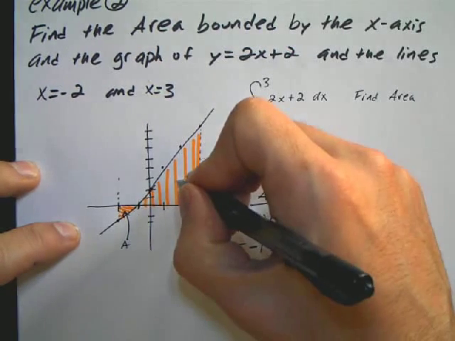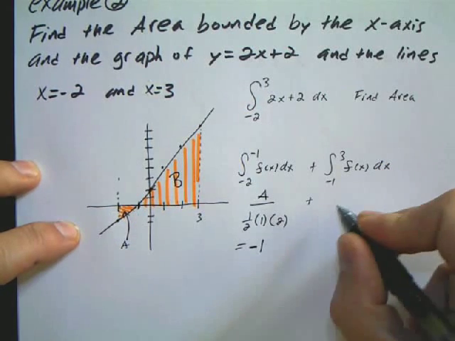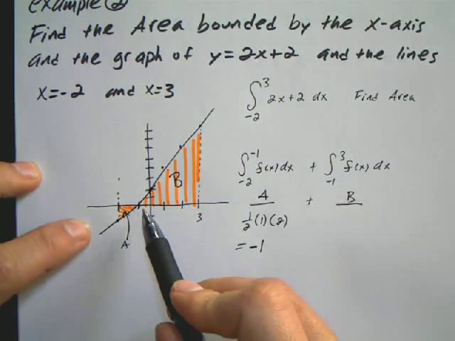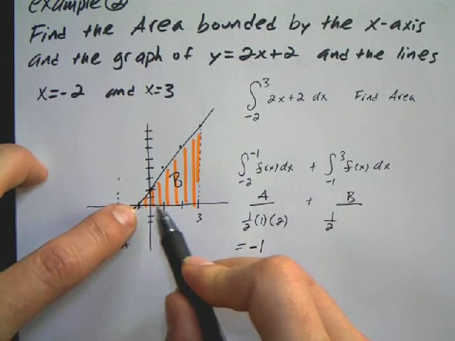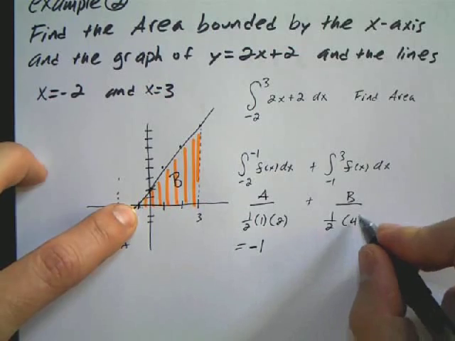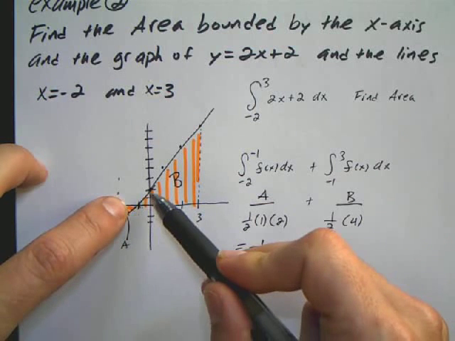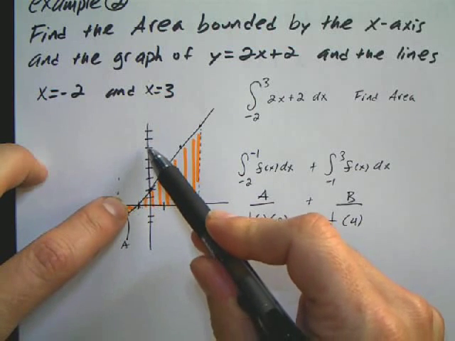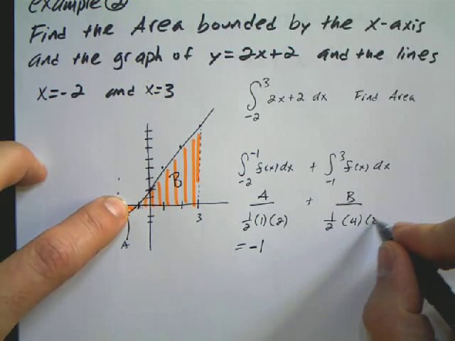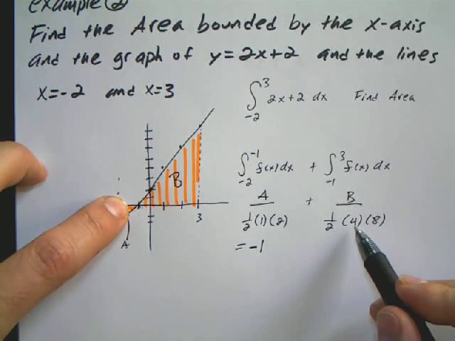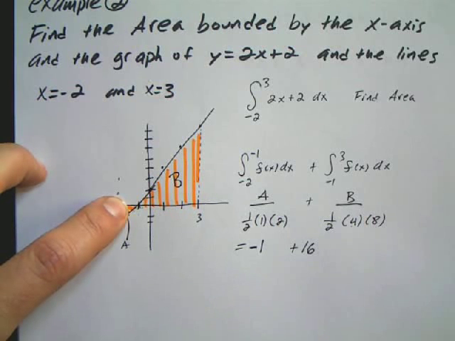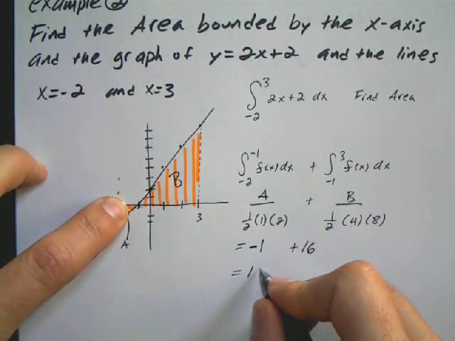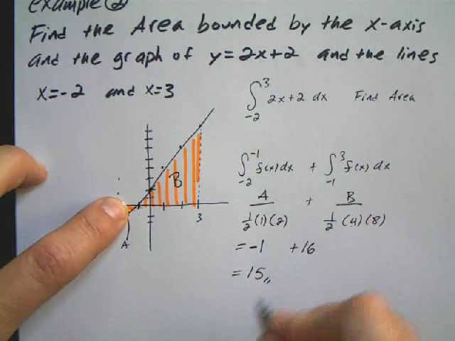And then now for region B, all this is region B. The base of this triangle is 1, 2, 3, and 4. And the height of it looks like it goes from 1, 2, 3, 4, 5, 6, 7, and 8, all the way to 8. So it's going to be 1/2 times 32, which is 16. And then you just combine these together, and your integral value is going to be a positive 15.